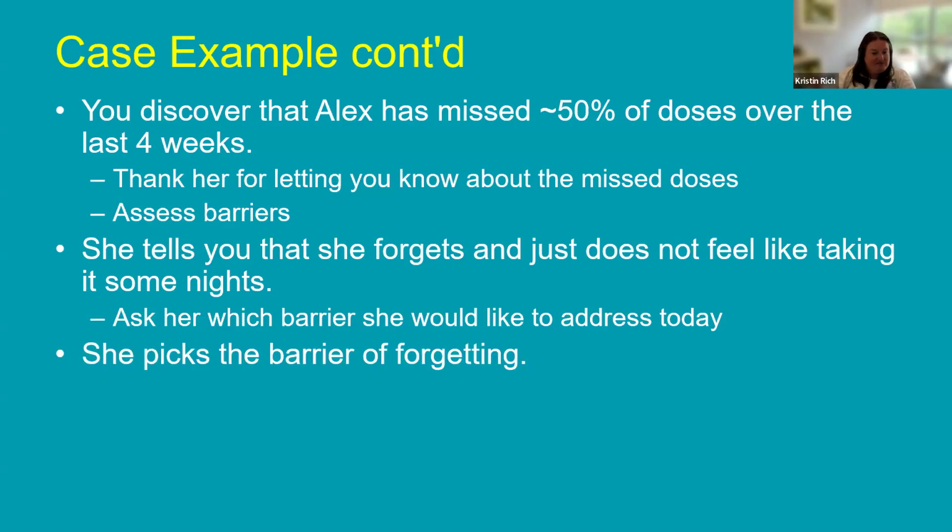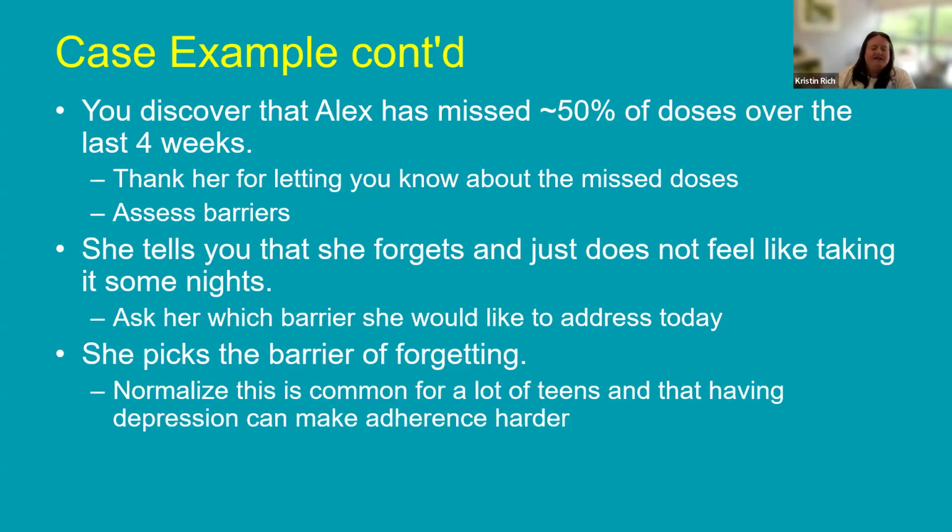She, thankfully, the easier one, picks the barrier of forgetting. Again, this is a good time to normalize that a lot of teens have trouble remembering, especially something new that they haven't had to do before. And also the fact that she is dealing with depression, and that in and of itself can make adherence harder.